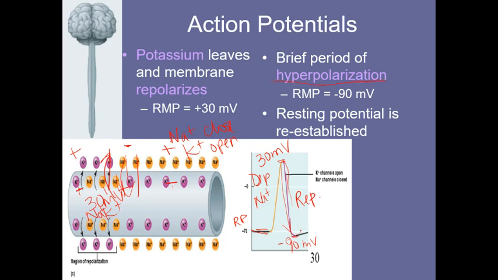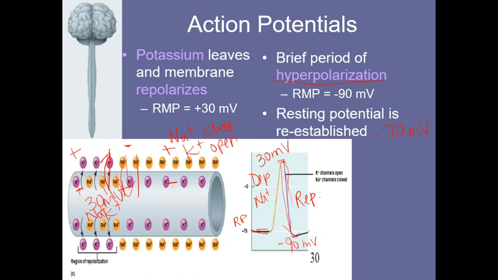Look how quick that is. It can't stay that way, so it overshoots the target and then comes back again. And it's going to reset to negative 70 millivolts and be ready for the next impulse. We get set back to resting potential.